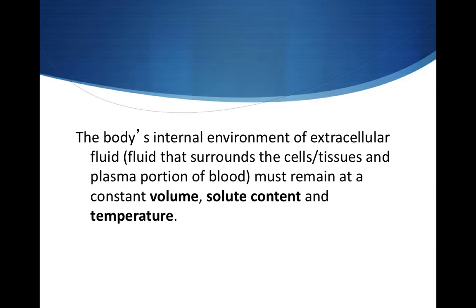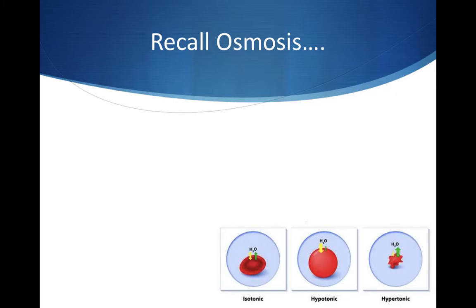And the body's internal environment of extracellular fluid, the fluid that surrounds the cells and tissues, and the plasma portion of our blood has to remain at a constant volume, solute content, and temperature. So how do we do that? Well, we probably recognize these three pictures from earlier science classes. We've got isotonic, hypotonic, and hypertonic situations.